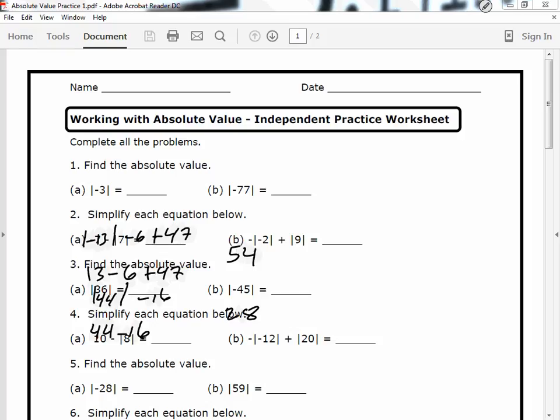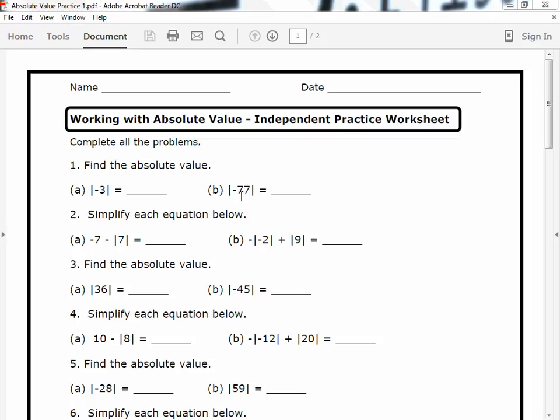Hi guys, for today, the worksheet from today is pretty much what we've been working with, right? Absolute value. So let me clear this up. Alright, so like I said, this is basically what we've been working with. Absolute value, looking at my question 1a, just drop the sign, right? Absolute value of negative 3 becomes positive 3. The absolute value of negative 77 becomes positive 77.